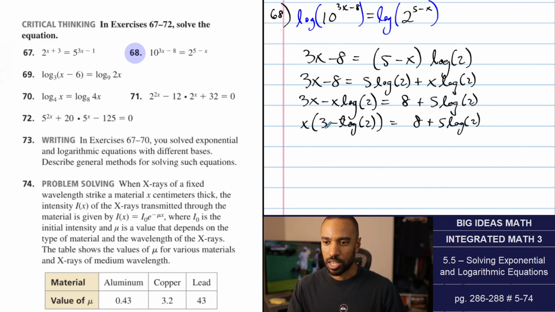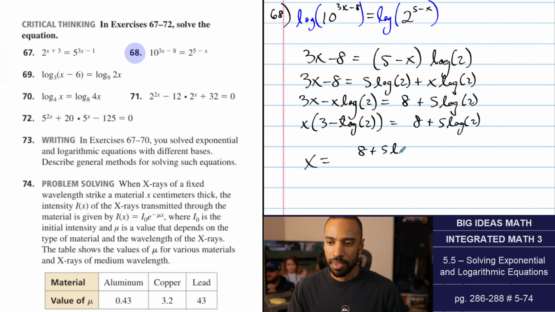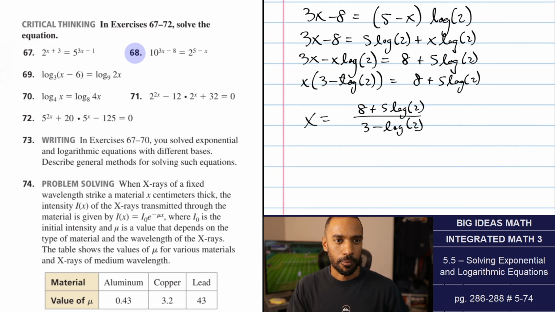So now divide both sides by 3 minus log of 2, and you get x equals 8 plus 5 times log of 2 over 3 minus log of 2. So let's calculate that one. I'll do it off screen. 8 plus 5 times log of 2 divided by 3 minus log of 2. And I'm getting 3.522.